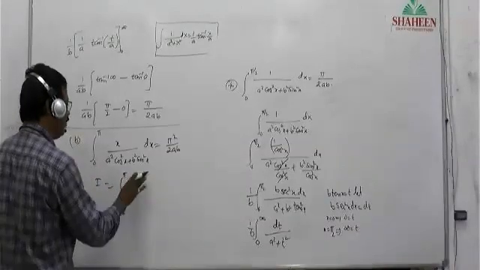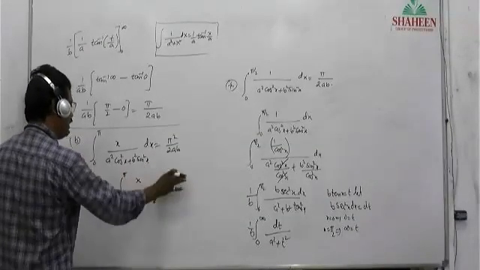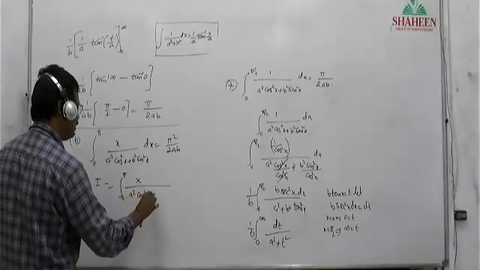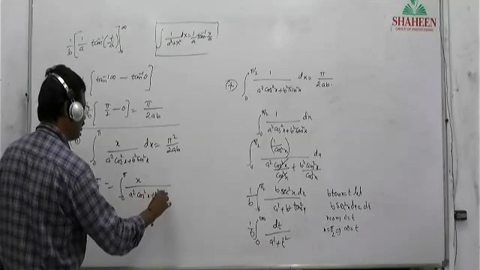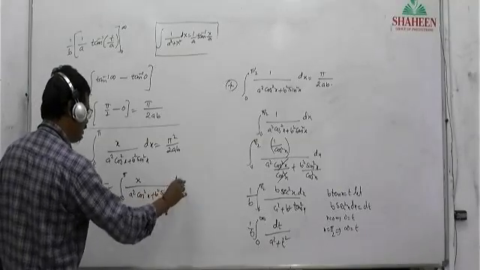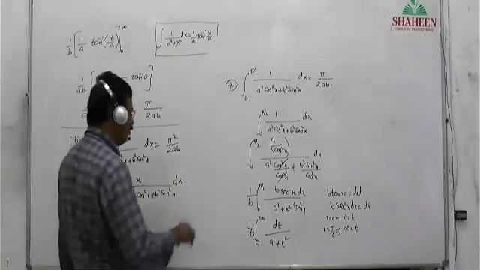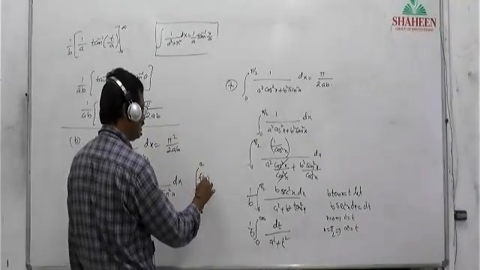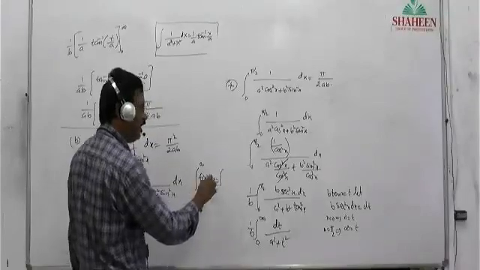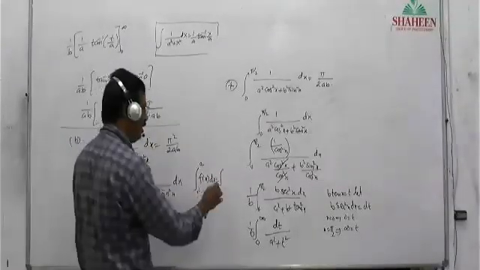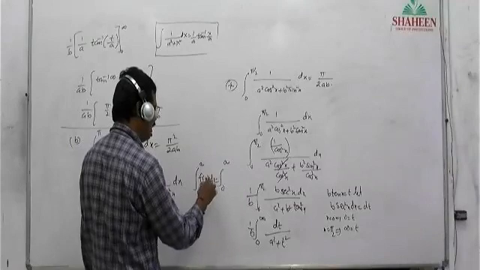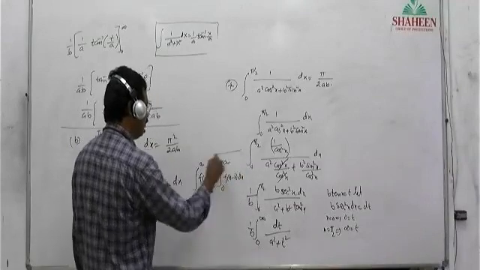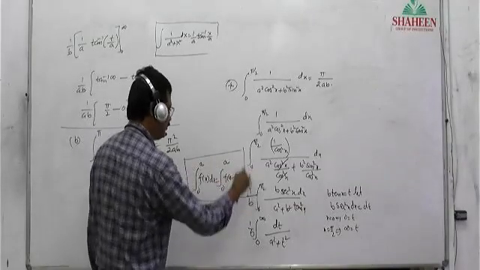The given problem: I am taking x over a square cos square x plus b square sin square x. Now, is there any standard property there? 0 to a of x. Can we use the first property? What was the first property? 0 to a, wherever the x, f of a minus x dx. Let us use that property.